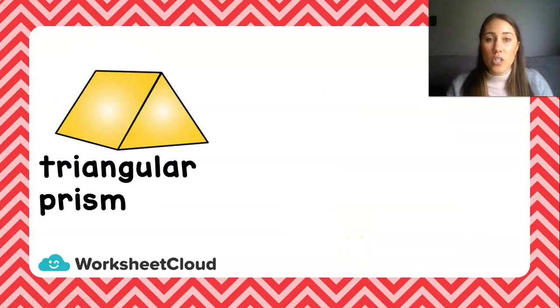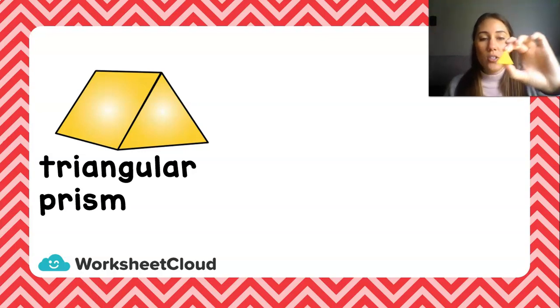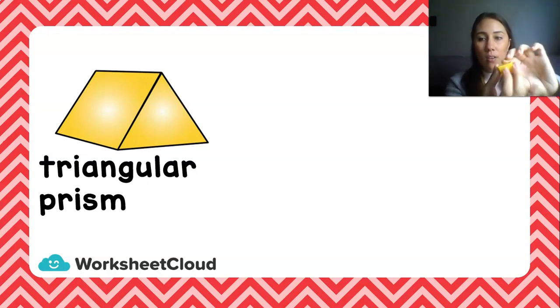Now, our last shape we're going to look at is a triangular prism. Now, this one is very similar to a rectangular prism. It just means that we have a triangle on the one side and a triangle on the other side. But all the way around, we have rectangles that make up our shape. And that's what it will look like from the side, like you see it in the picture.